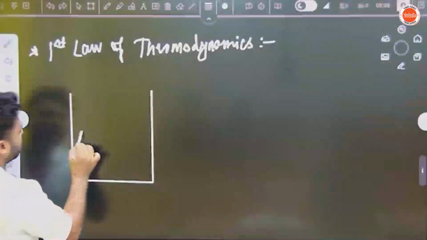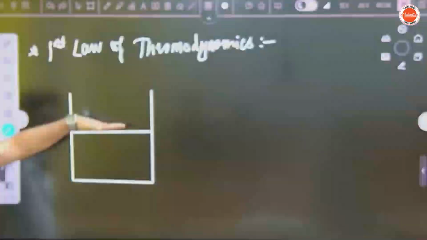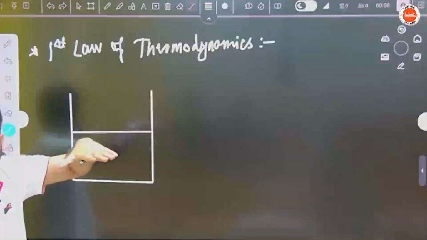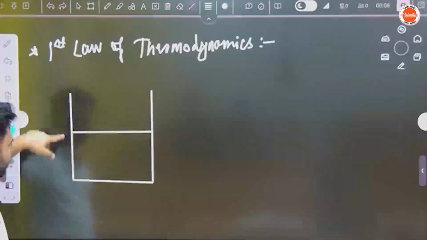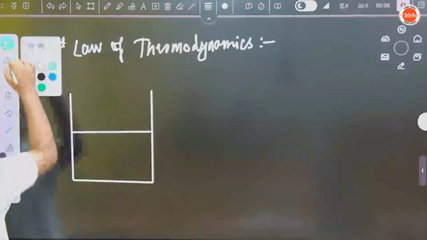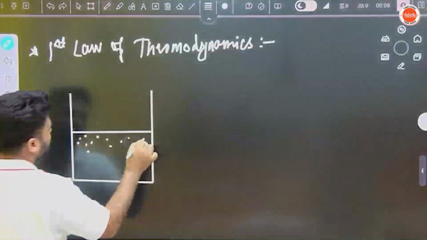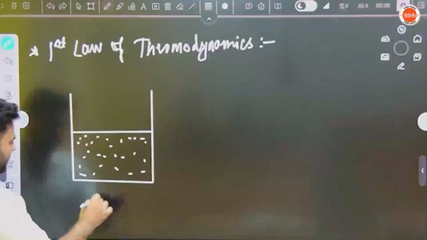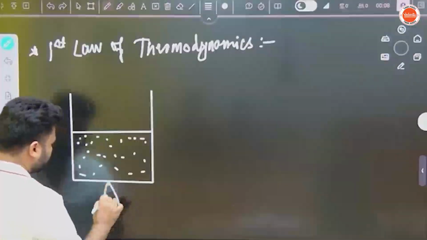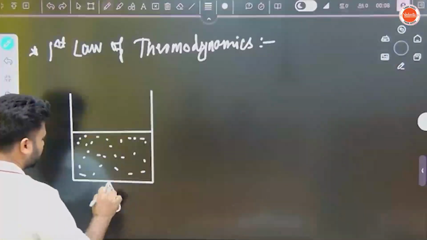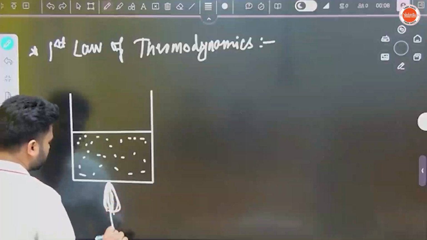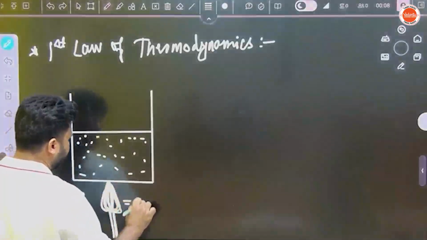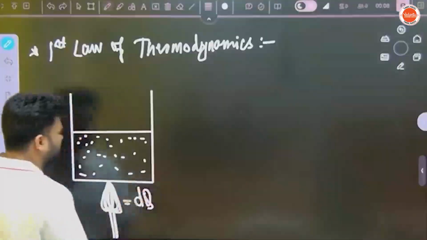There is milk and there is a container. Container means cover, plate. Correct? This is the container. Here we have milk. What are we doing? We are supplying some heat. We are heating this milk. The heat energy we are supplying, I am calling this dQ.